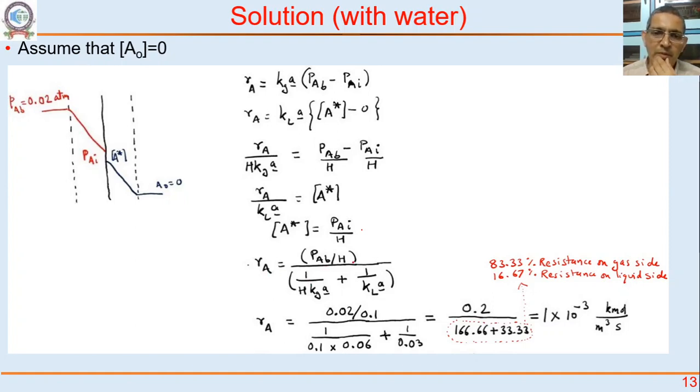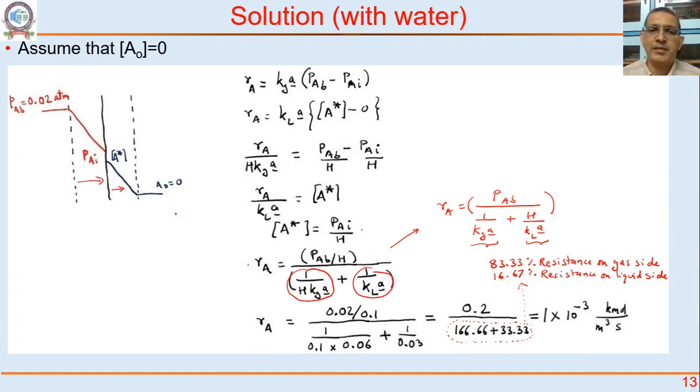So Ra would be PAB by H times 1 by (1 by H kGa plus 1 by kLa), or if you want, you can write it the other way around. Ra would be PAB; multiply numerator and denominator by H: 1 by (1 by kGa plus H by kLa). This is how you might have seen it in your undergraduate course: gas side mass transfer resistance and liquid side mass transfer resistance. Now because these are in series, gas side and liquid side.